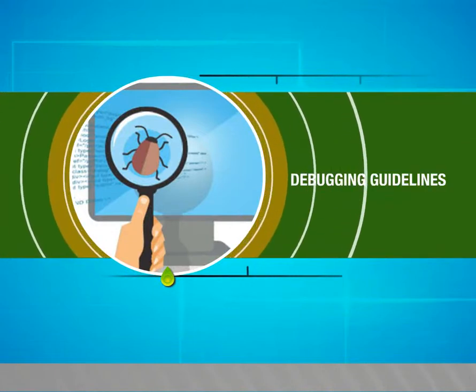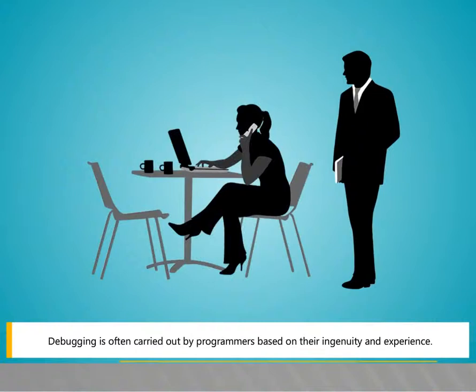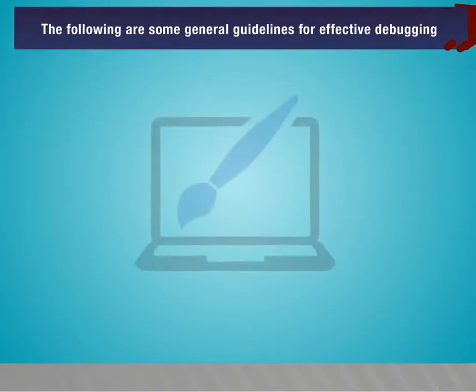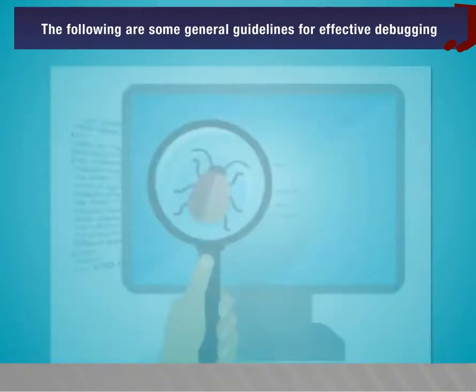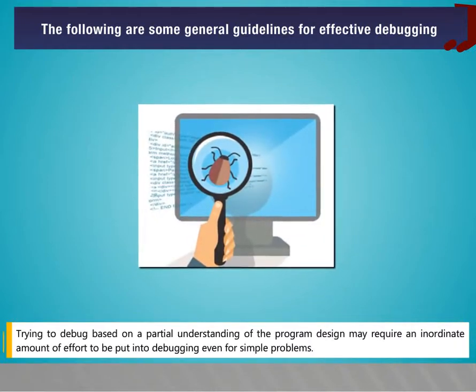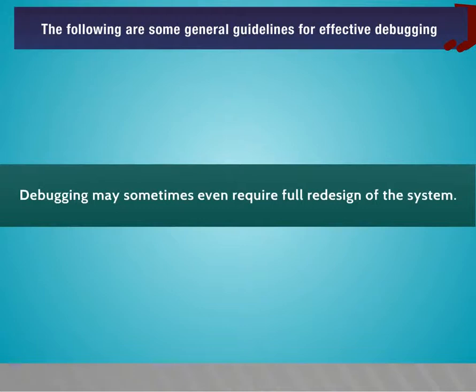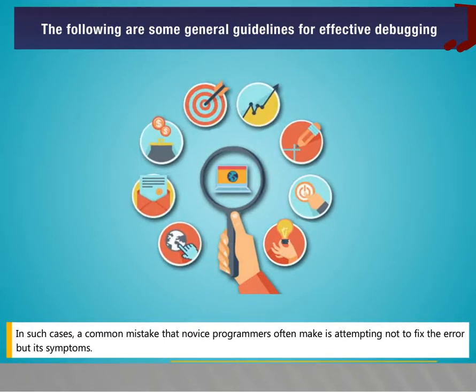Debugging guidelines. In this video, we are going to see about debugging guidelines. Debugging is often carried out by programmers based on their ingenuity and experience. The following are some general guidelines for effective debugging. Many times, debugging requires a thorough understanding of the program design. Trying to debug based on a partial understanding of the program design may require an inordinate amount of effort even for simple problems. Debugging may sometimes even require full redesign of the system. In such cases, a common mistake that novice programmers often make is attempting not to fix the error but its symptoms.